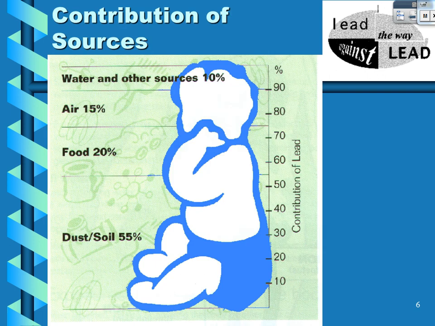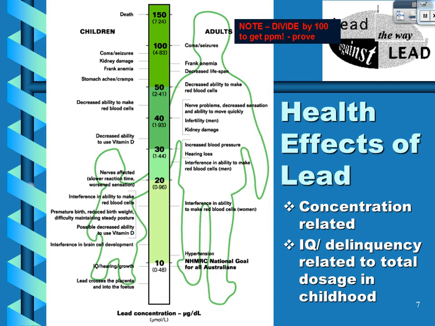So where are people most likely to get their lead from? Most of it comes from dust and soil, because as we said before, leaded paint gets disposed of and ends up in the soil, but also leaded petrol put a lot of lead in the atmosphere, which then settled in dust and also into the soil. Twenty percent comes from food contamination, 15% from the air, and 10% from water and other sources. That's the usual contributions of lead poisoning in people.